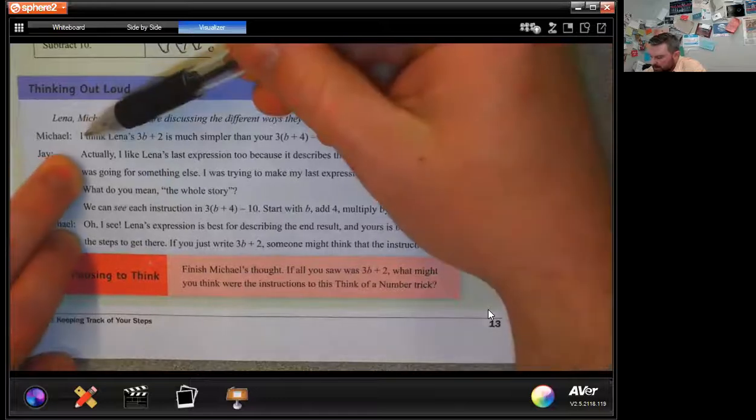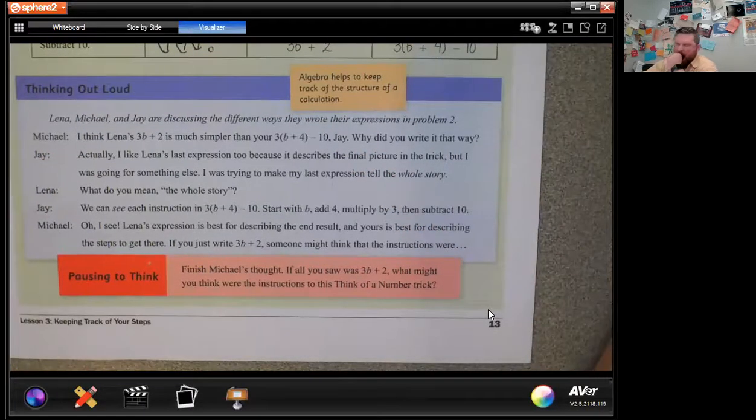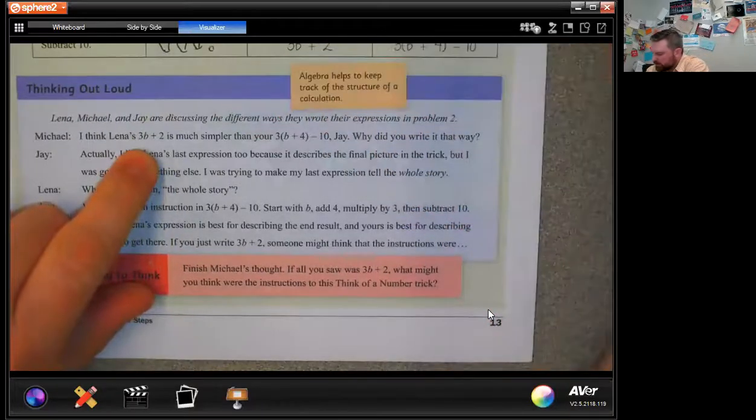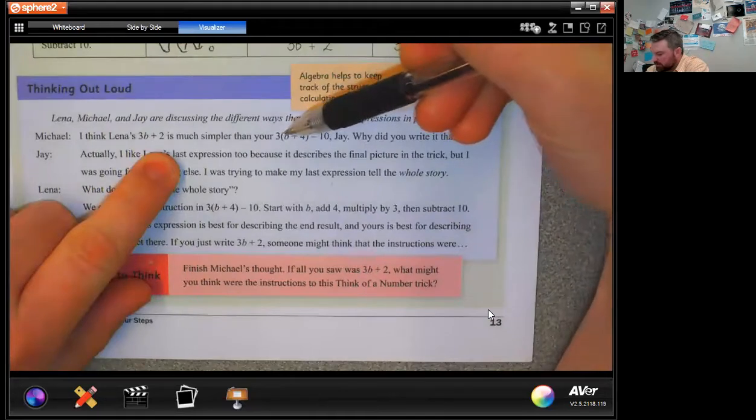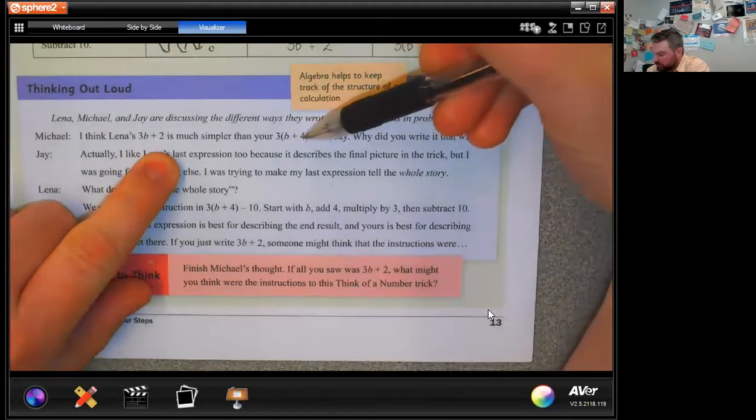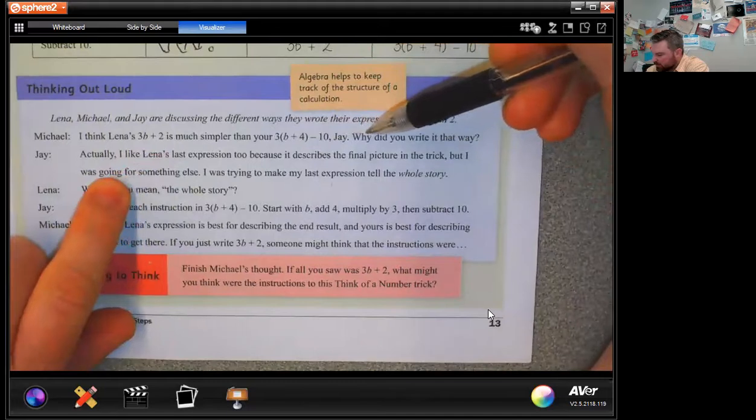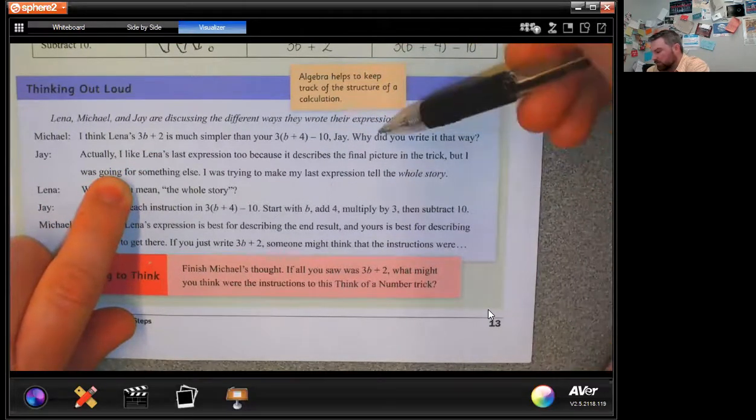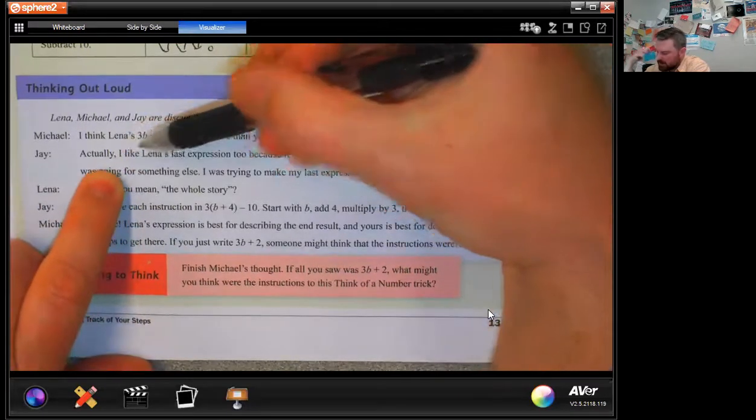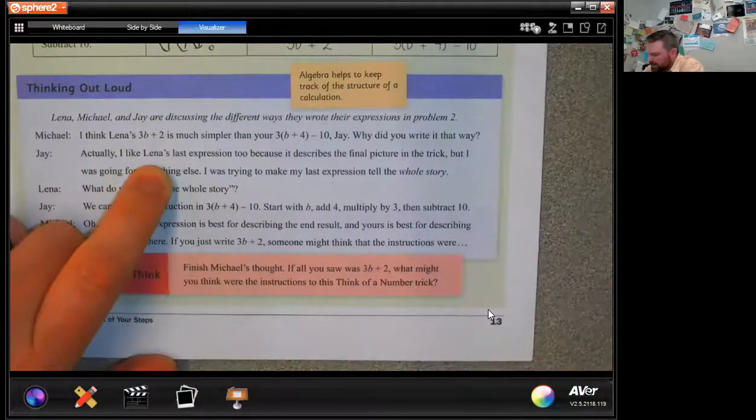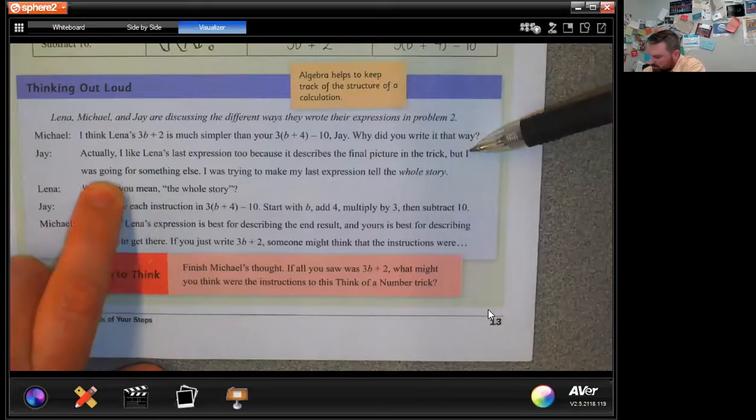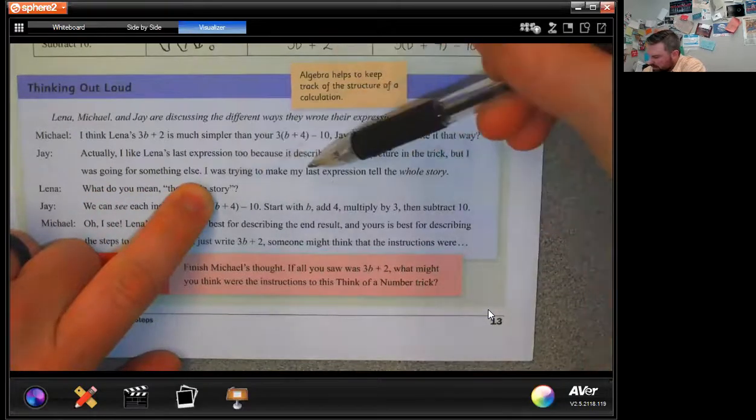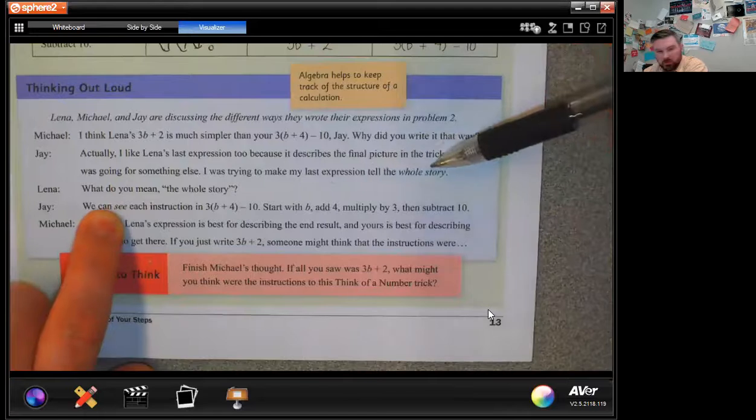Okay, Michael says, I think Lena's 3b plus 2 is much simpler than your 3 parentheses b plus 4 parentheses minus 10. Jay, why did you write it in that way? Actually, I like Lena's last expression too, because it describes the final picture in the trick. But I was going for something else. I was trying to make my last expression tell the whole story.